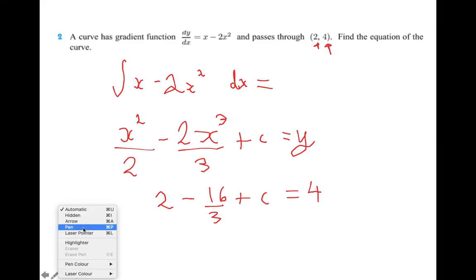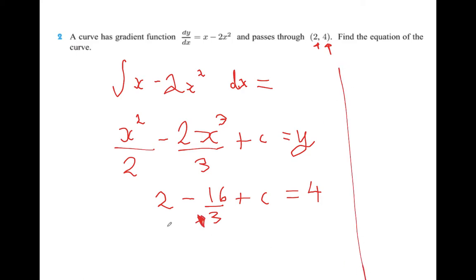So remember, you do know how to solve equations. I'm going to do this a couple of ways, probably, just to show you. I'm going to rewrite 2 so it's over 3. 6 over 3 is the same as 2, plus c equals 4. Now I'm going to combine the two terms on the left. 6 minus 16 is minus 10. Minus 10 over 3 plus c equals 4.